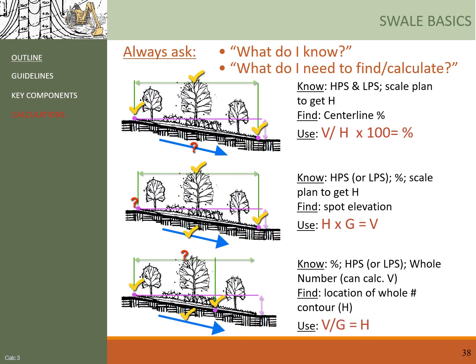So in this last example, you're given centerline slope percentage, the HPS elevation, and you are to find out the location of a whole number contour. So where is this contour located on the plan? This is essentially asking you to find out an H, right? So you could use the whole number contour elevation to find out the vertical change from that contour to your HPS. And with that, you could calculate H by V over S. Okay, then measure that distance on the plan, then you have the location of that whole number contour.